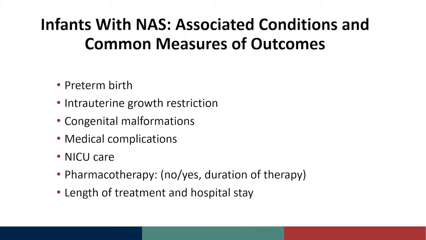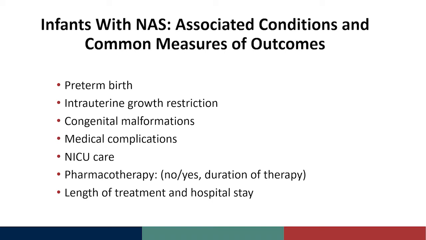There are several associated conditions with neonatal abstinence syndrome. Let's start with birth. That means some of these babies are born preterm. They have intrauterine growth restriction, so they're born very small. They may have congenital malformations. They may have medical complications such as aspiration, respiratory distress to the point that they may need NICU care, and sometimes even severe respiratory failure that they may end up on ECMO.